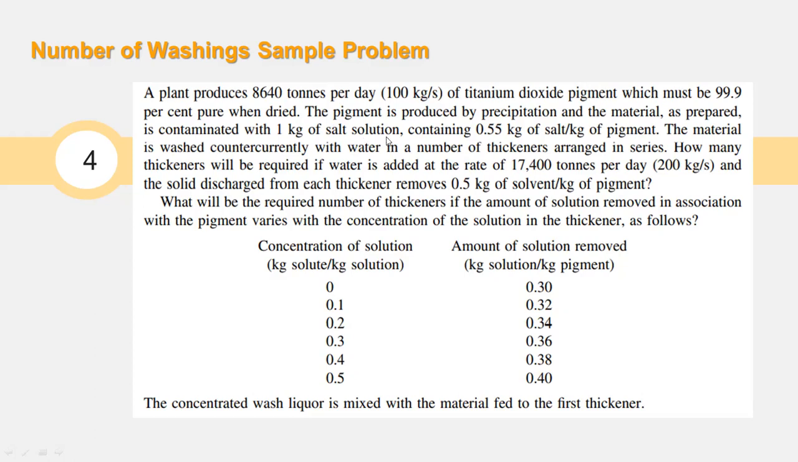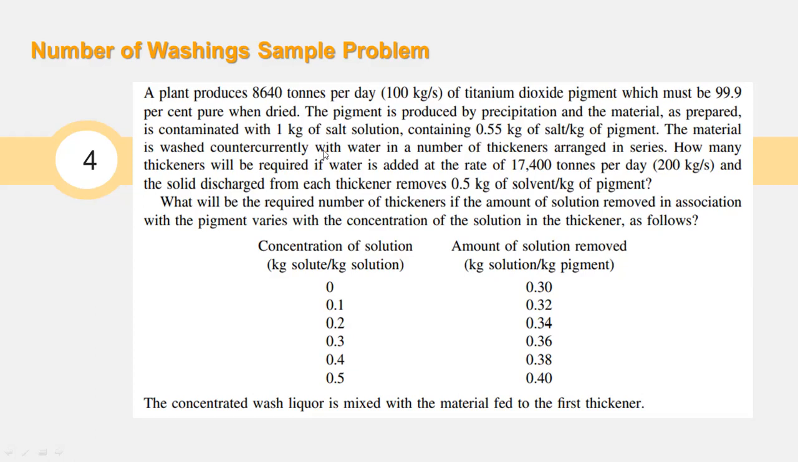So the contaminant for every 100 kilograms per second of titanium dioxide pigment is 1 kilogram per second of salt solution, which has this much of the salt per kilogram of the pigment. So the solution contains the salt and the pigment. Now, the material is washed countercurrently. The purpose of the washing is, of course, to eliminate this contaminant.